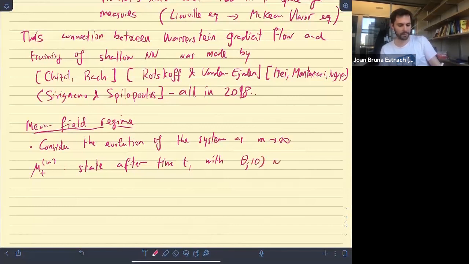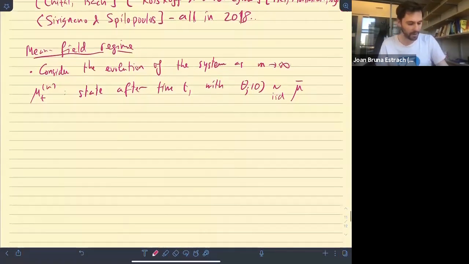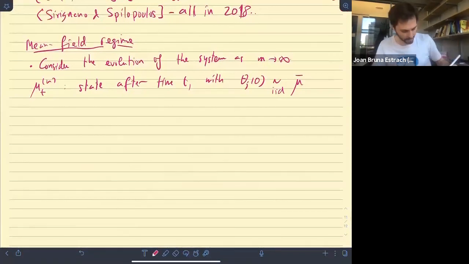That is drawn iid from some measure mu bar. The idea, as I said before, is that at time zero we just initialize these neurons all iid according to some underlying distribution mu bar, and then let the system evolve.